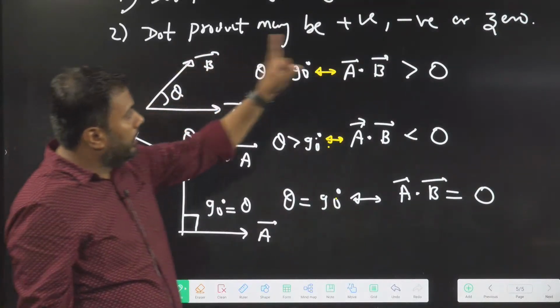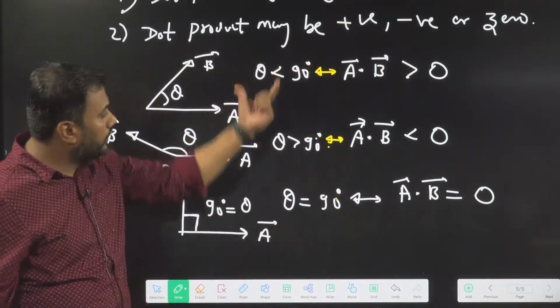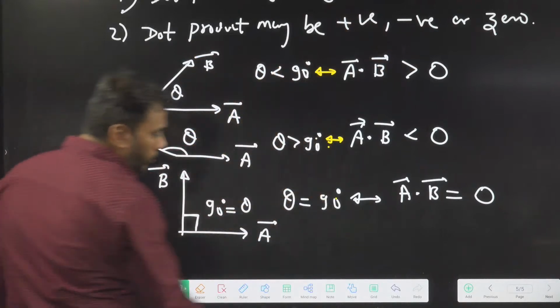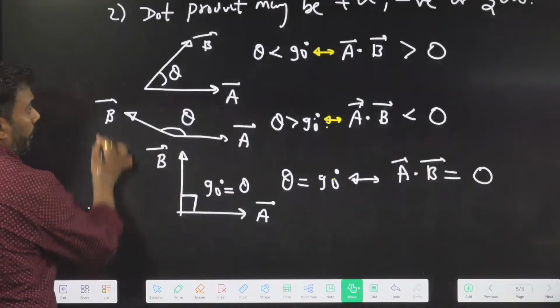The second property of dot product: it may be positive, negative or 0. So we have discussed three cases: positive, negative, 0. Understood?